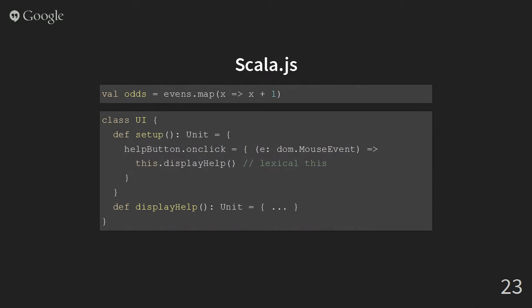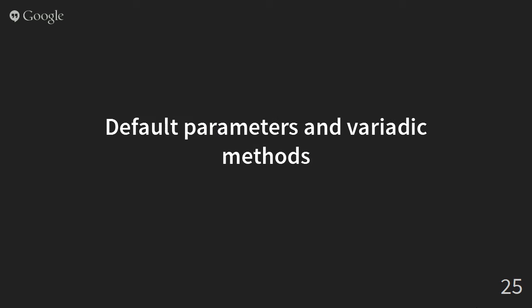So again, from this slide to this slide, I'm just removing the this dot because typically you don't need it in Scala.js, so typically you don't write it, but it's the same.